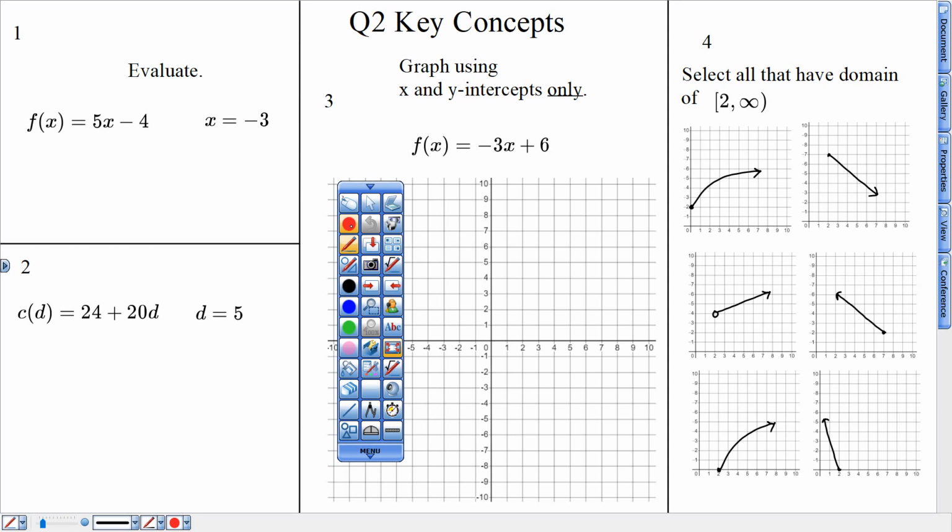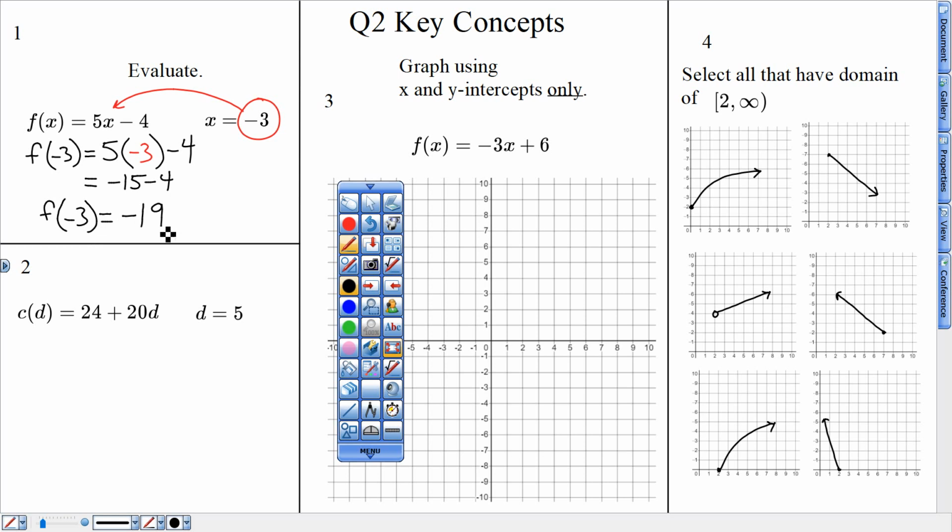This one where I'm evaluating, you had to take this -3 and plug it in for x. So the way I show this is f of -3 is 5 times that -3. I put that -3 right there where x used to be, and I'm going to times that. 5 times -3 gives me -15, and then with that -4, it gives me f of -3. Make sure you write that equals -19. So that's the entire answer I'm looking for. That f of -3 equals -19. Make sure you write both of that.